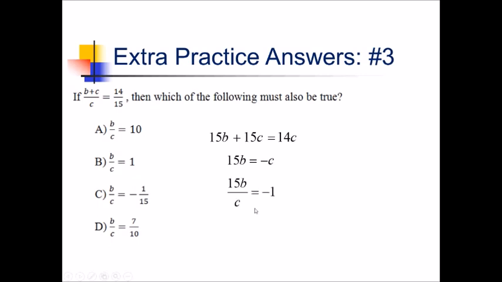And now to get b over c, I actually just have to divide away this 15. That'll give me negative 1 over 15 on the right side. I've got b over c on the left side now, which is what I was looking to isolate. So it looks like my answer then is choice C.